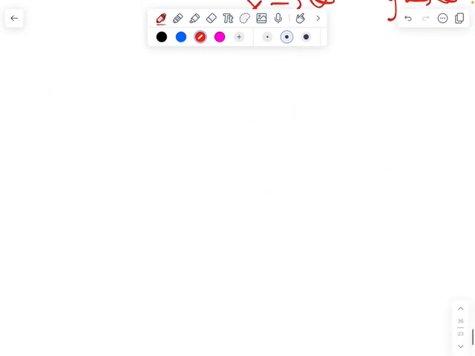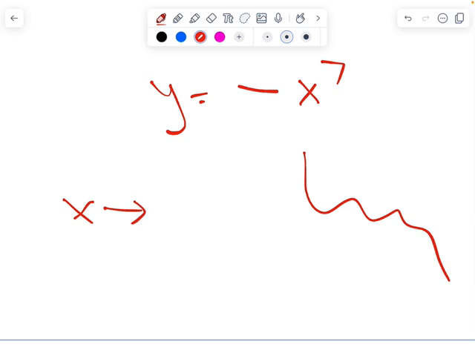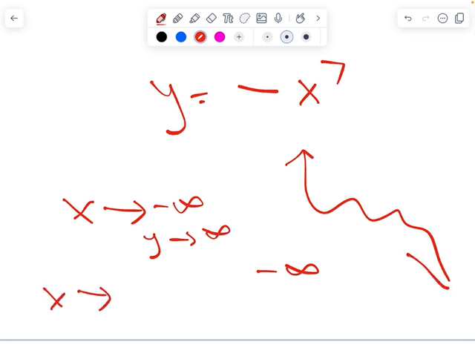And if we throw a negative in front of it, like y equals negative x to the 7th, then you'll have something like this, which means as you go left, then you go up, and as you go to the right, you go down. Okay, that's end behavior.